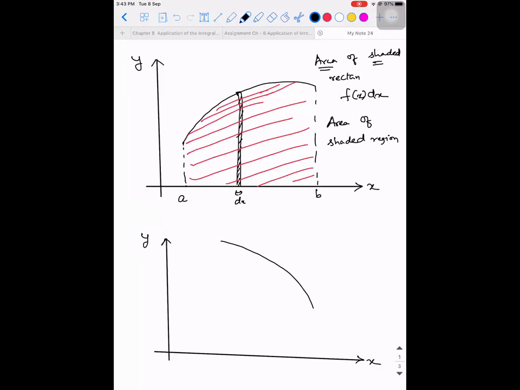So try to understand. I'm talking about the area of the shaded rectangle. I'm sorry, it's not triangle, it's rectangle. Area of the shaded rectangle and area of the shaded region. Area of the shaded rectangle is nothing but the black color. Area of the shaded region is nothing but the red color portion.